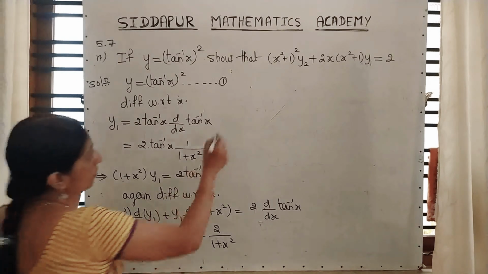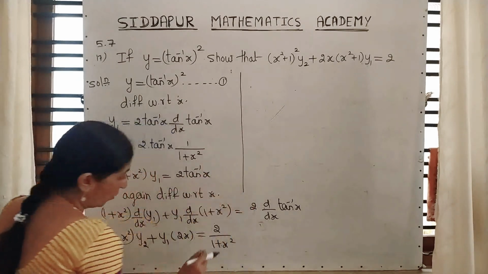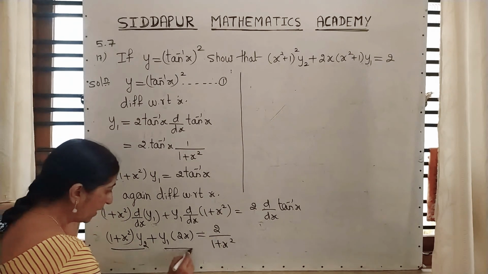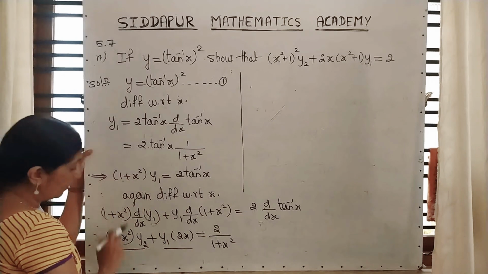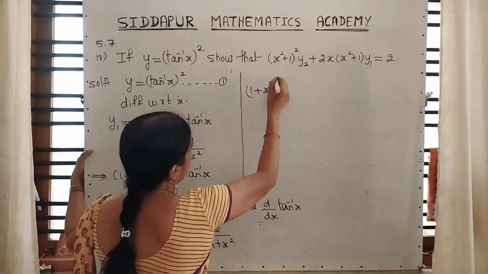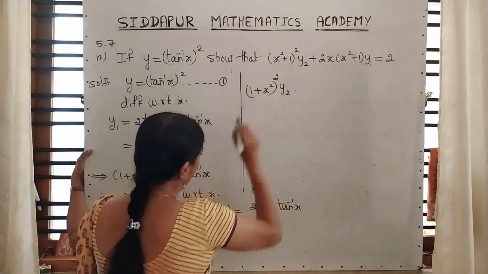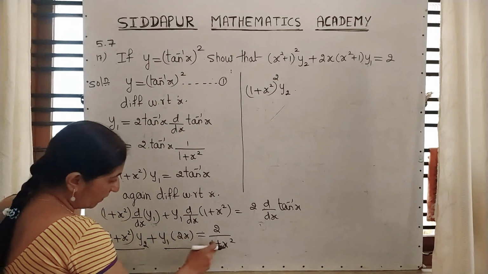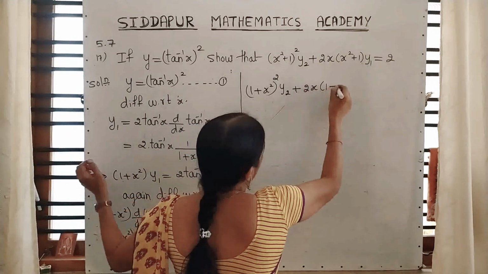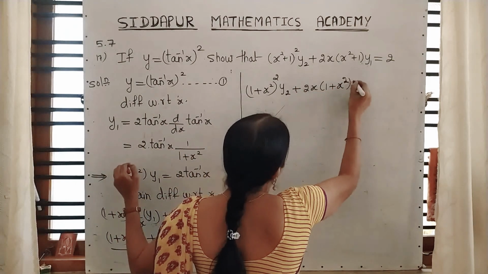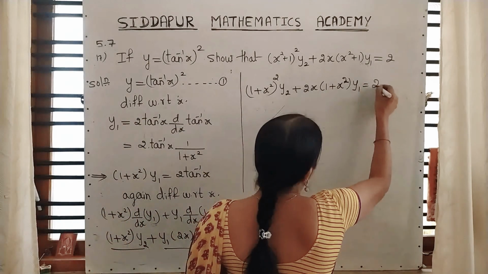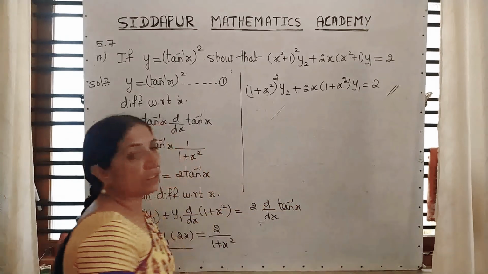Again I did the cross multiplication. When you do the cross multiplication, this 1 plus x square is multiplied with this term and this term. Already 1 plus x square is there, so it becomes 1 plus x square whole square into y2. And these two are multiplied with 1 plus x square, that is 2x into 1 plus x square into y1. What is remaining? 2 is remaining on the right side. So this is the required answer.